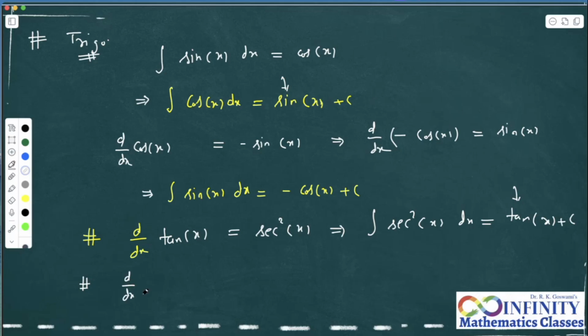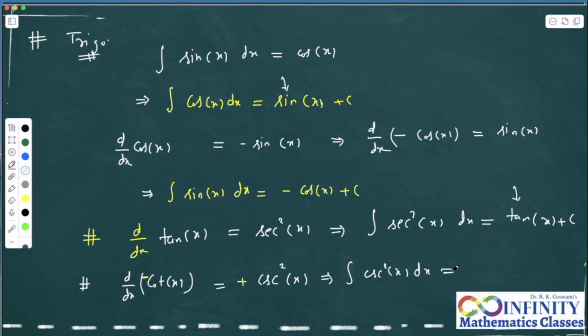Let us do the next. Whose derivative is cotangent x? What is the derivative of cotangent x? Negative cosecant square. Cosecant is perfectly okay. The notation is CSC. Square is there. You need to adjust the negative sign. So I wish to adjust the negative sign here. If it is negative, it is going to be positive, like I have done before. So now, what is the integration of cosecant square x?